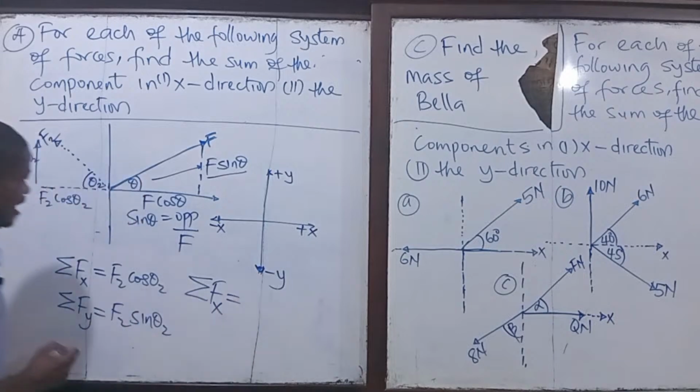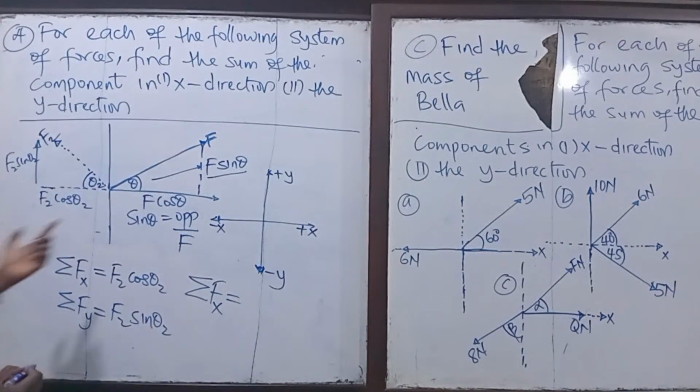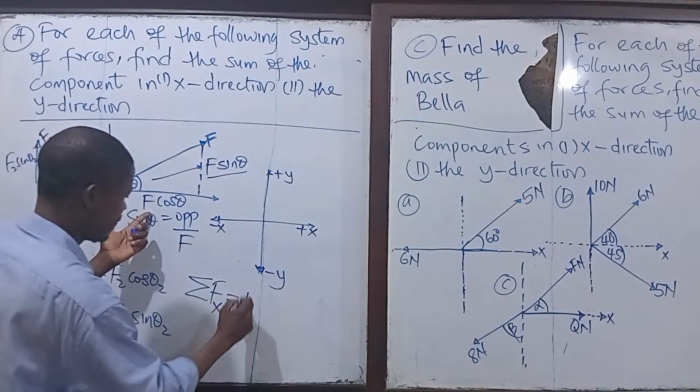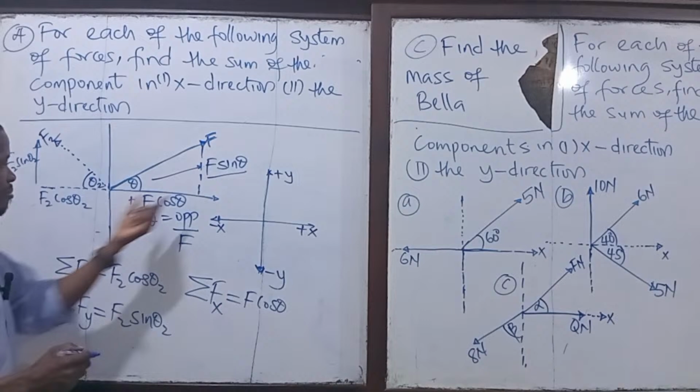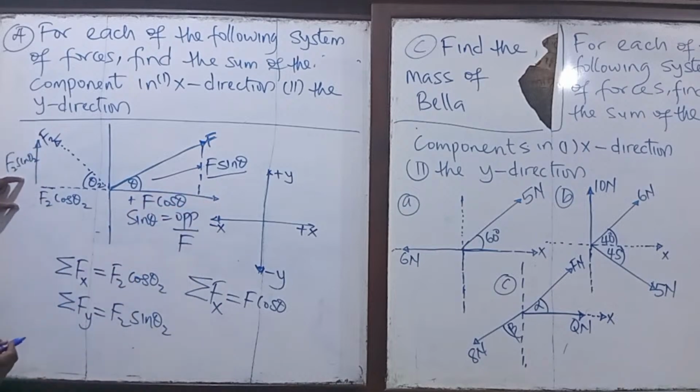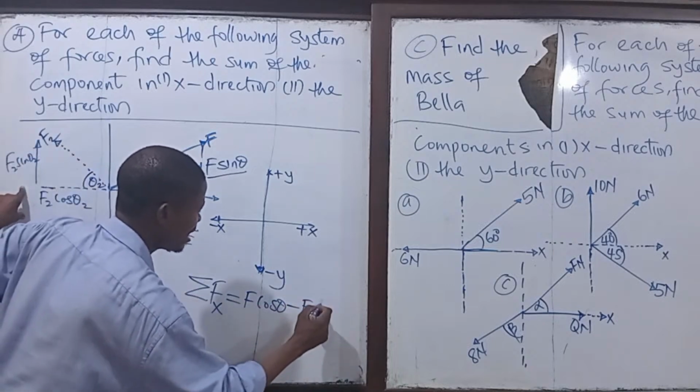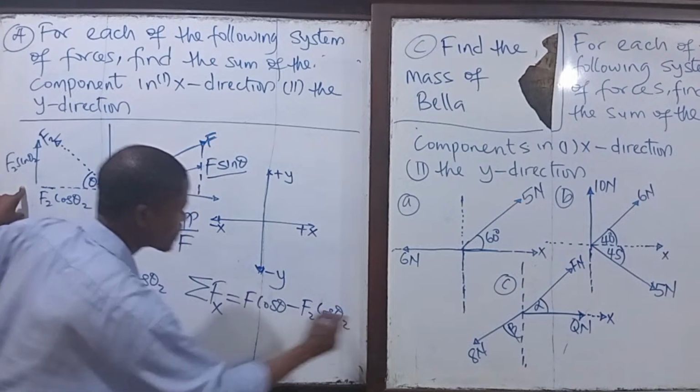Summation of the forces along the horizontal. We have this one, that will be F cos theta. This is positive, that's a plus x. But this one is on the negative x-axis, so it's going to be what? Minus F2 cos theta 2.